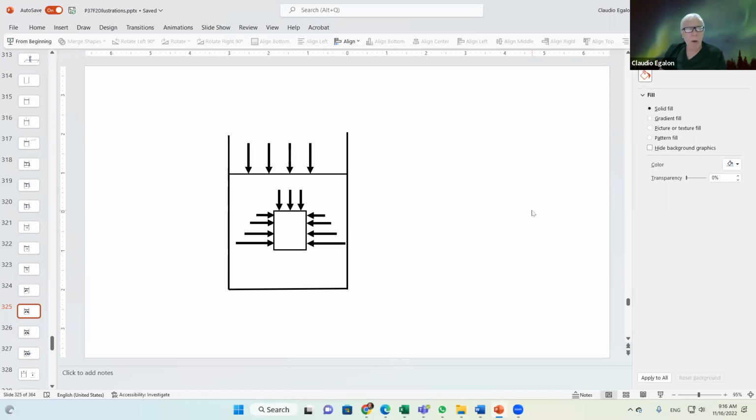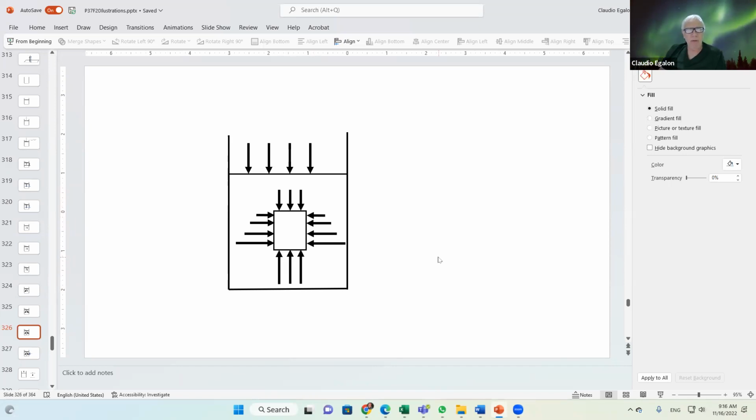But what happens at the bottom? Something interesting happens at the bottom. The pressure at the bottom is greater than the pressure at the top. So we do not have this. So we end up having this pressure differential between the bottom and the top.